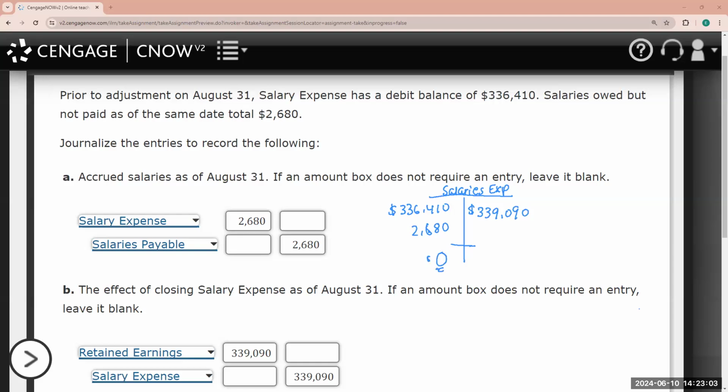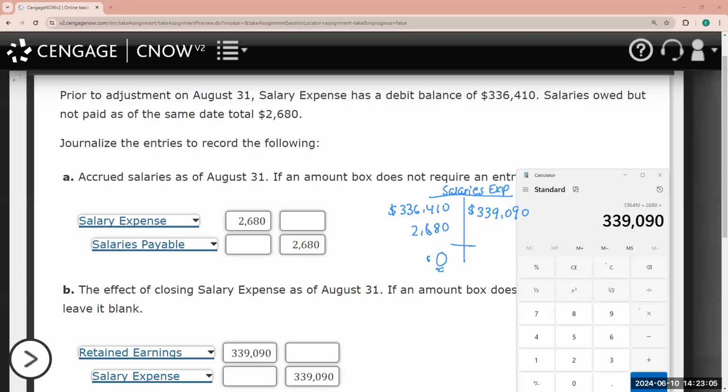Now I'll show you guys quickly with the calculator. $336,410 plus an increase of $2,680. That gives us a total debit balance of $339,090. And then from there, we credit our salaries expense account for $339,090. And that leaves us with a zero balance in our salaries expense. So when we move on to the next period, our beginning salaries expense balance is zero.